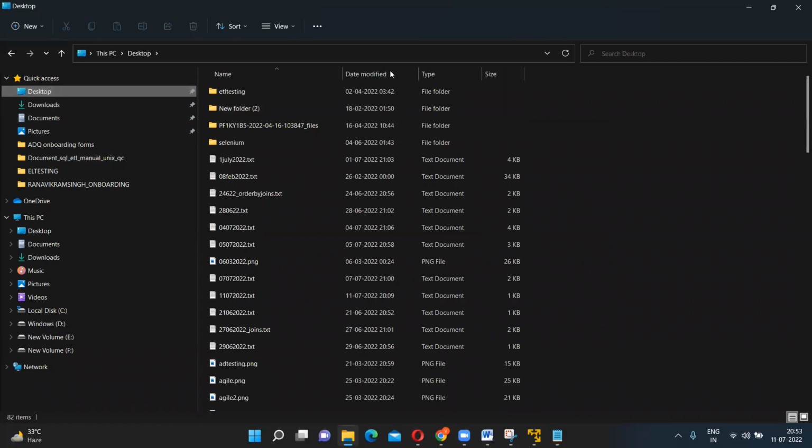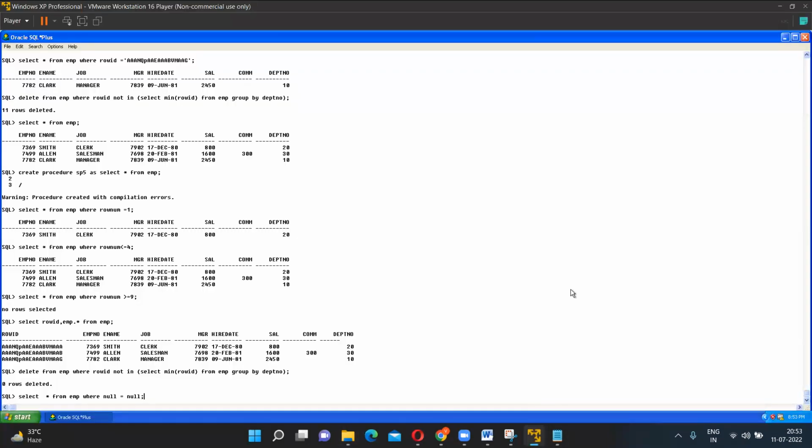No rows. How many of you have written? Yes, that's the correct answer, guys. The output is no rows. Why, can you tell me? Null cannot be compared to null.